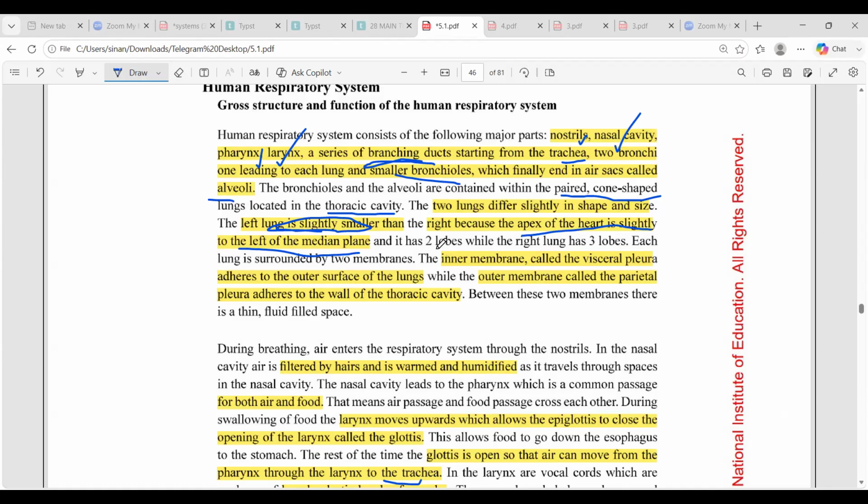How many lobes does the left lung have? It has two lobes, and the right lung has three lobes. Each lung is surrounded by two membranes. The inner membrane is called the visceral pleura, which adheres to the outer surface of the lung, while the outer membrane is called the parietal pleura, which adheres to the wall of the thoracic cavity. Between these two membranes, there is a thin fluid-filled space.